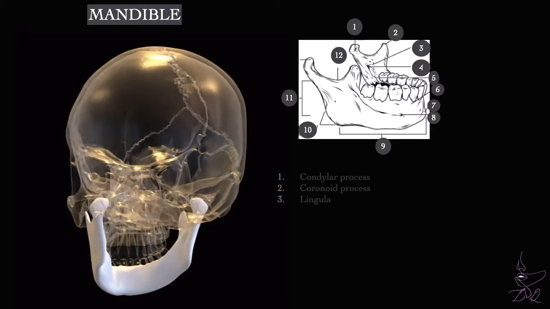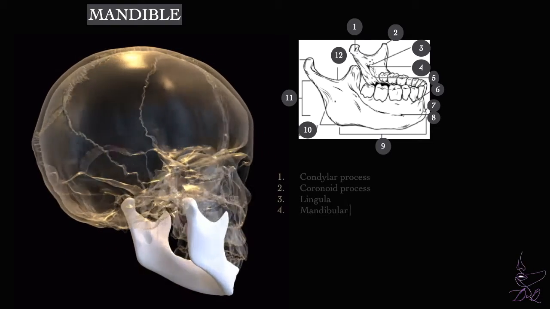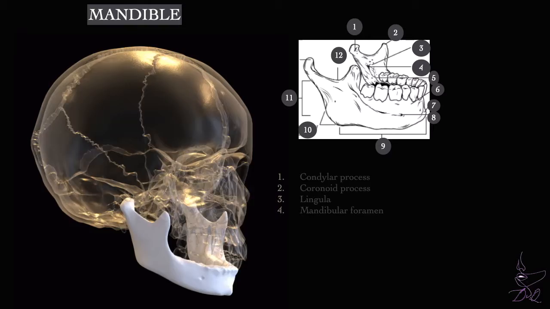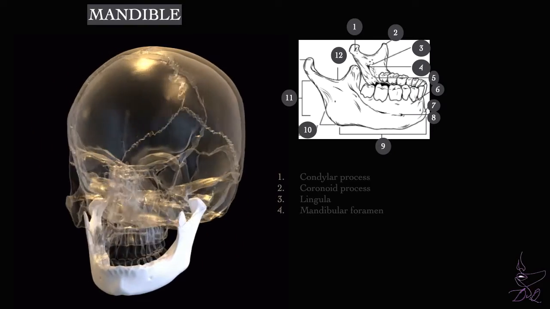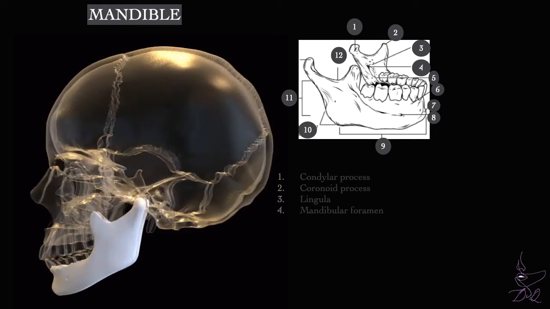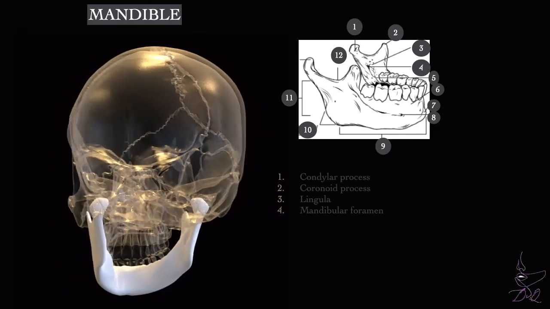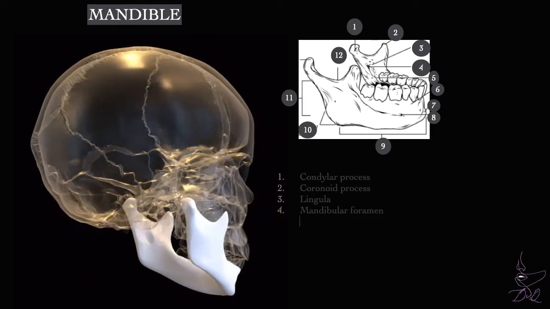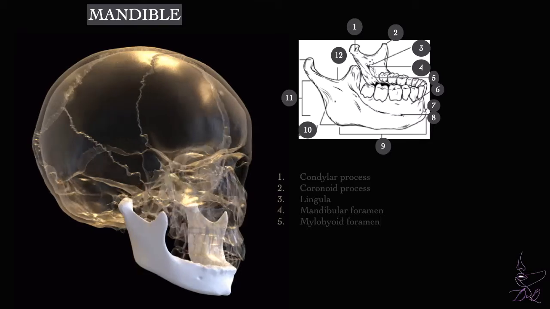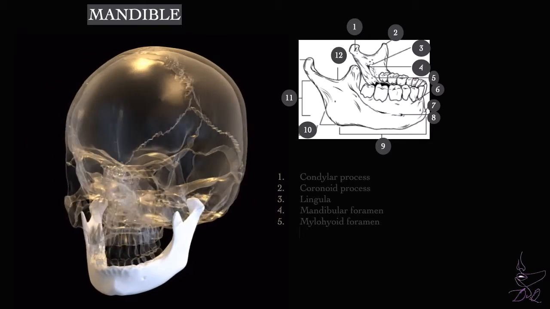Then we can see the lingula. We have the mandibular foramen, which is on the medial side of the ramus and which encapsulates the inferior alveolar nerve and its branches. Then you can see the mylohyoid foramen.